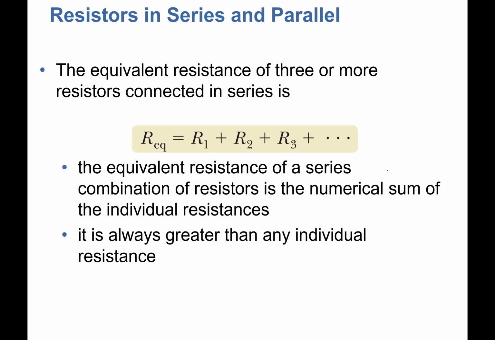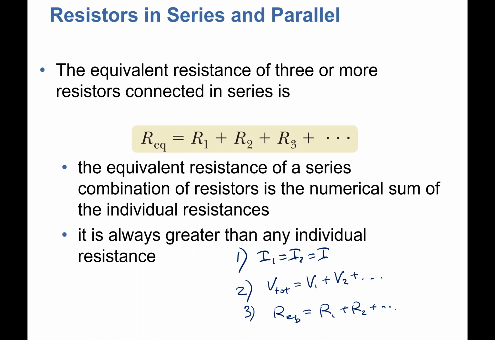So remember, there are conditions. Condition 1 was that current is constant for resistors in series. Condition 2 was that the total voltage is the algebraic sum of all the other voltages. And condition 3 means the equivalent resistance is the algebraic sum of all the resistors. Those are the conditions for resistors in series.